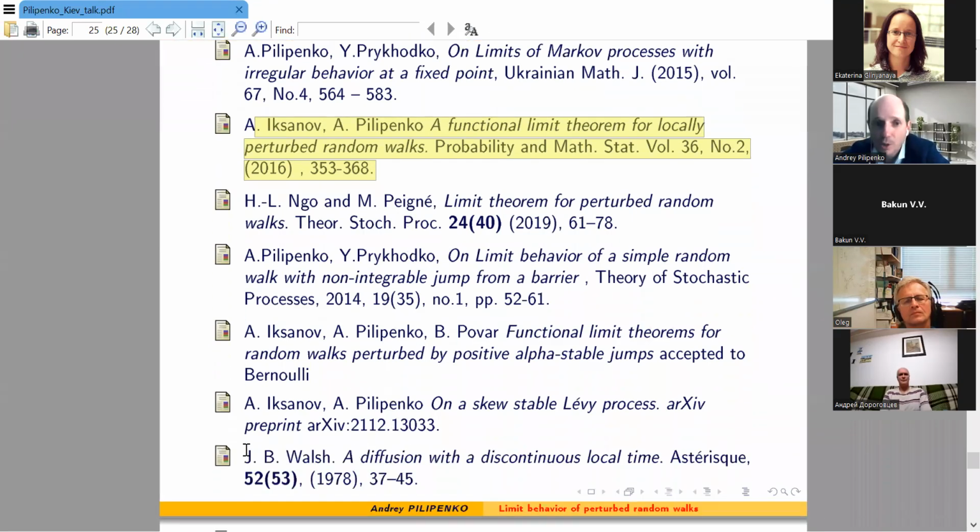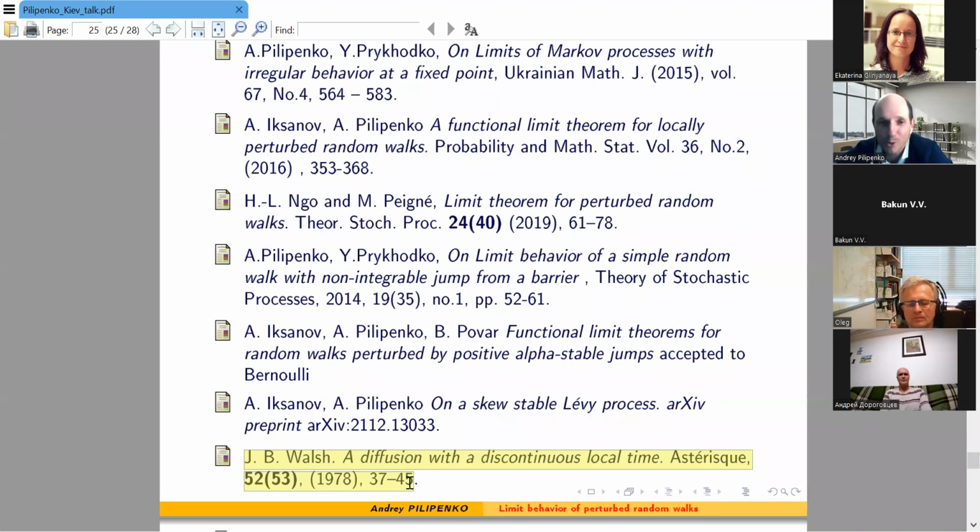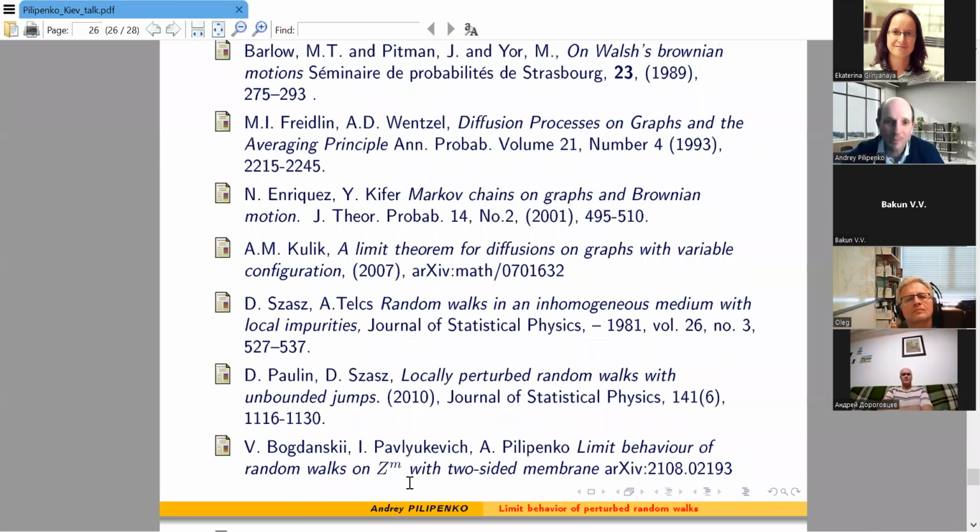This is the original paper of Walsh, where he introduced the Walsh process, and some other papers. And that's all, thank you.